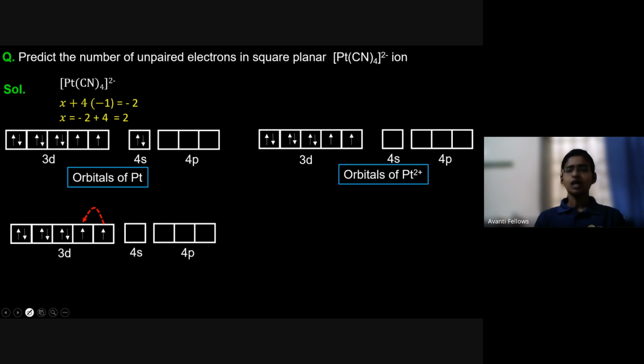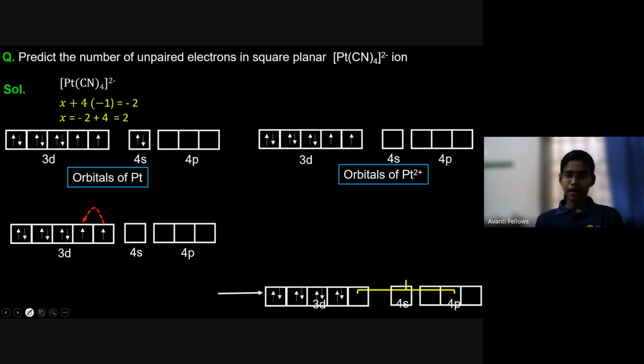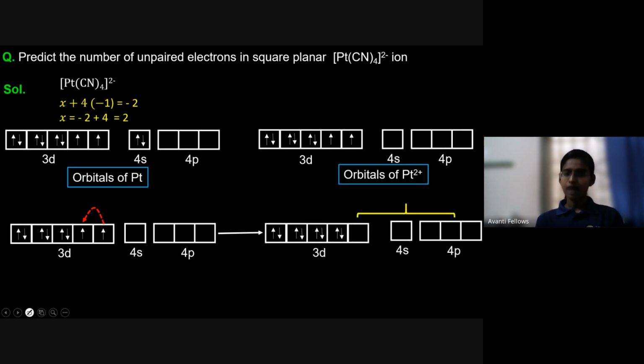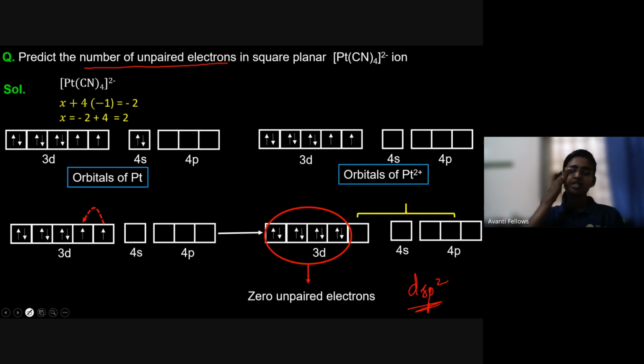Now what happens? Cyanide always forms diamagnetic complex. So the unpaired electrons are going to pair up with each other. So they have paired up. And as you have said, there are 0 unpaired electrons present in the complex. And the hybridization is dsp2 for this system. But in the question, we are asked to find out the number of unpaired electrons only. So it is 0. Correct.